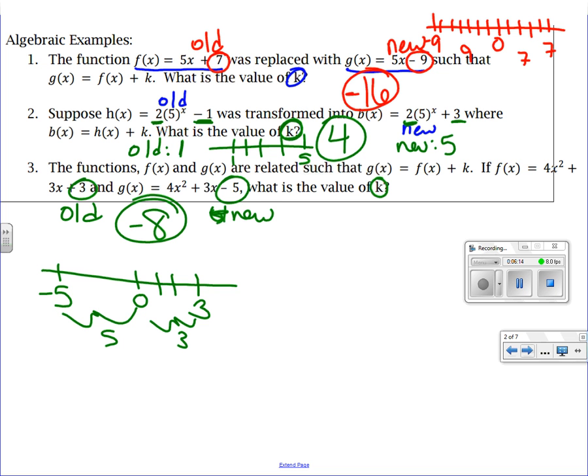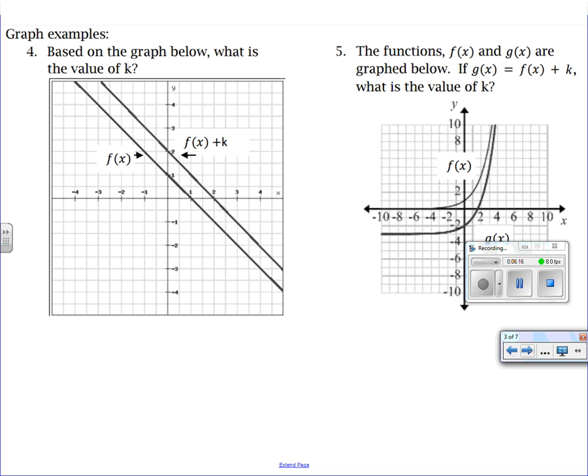Okay. All right. Here's your next one, number 4. This one, you have to be careful on figuring out which one's the old one and which one's the new one. The new one has the K with it. So this is the new one because you're adding K to it. And this is the old one. Okay, so the new one has the K in it on the graph.